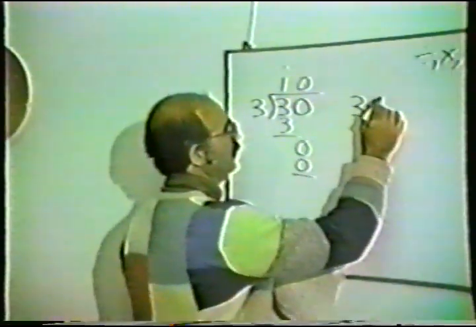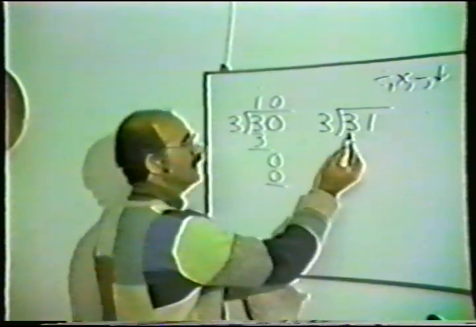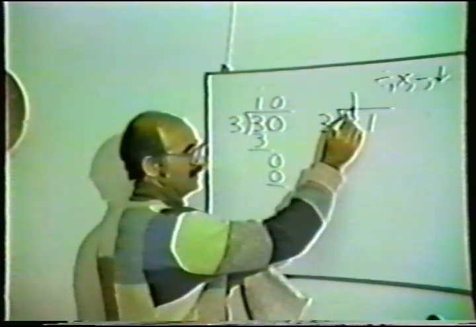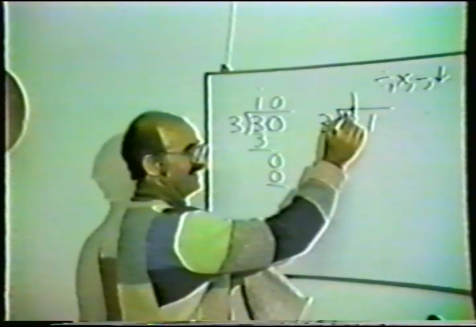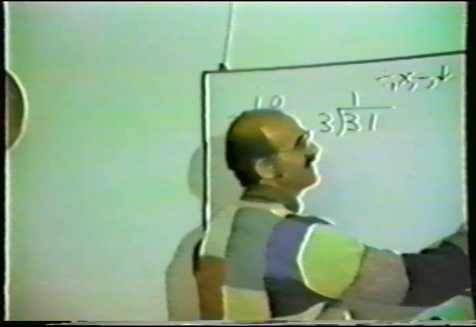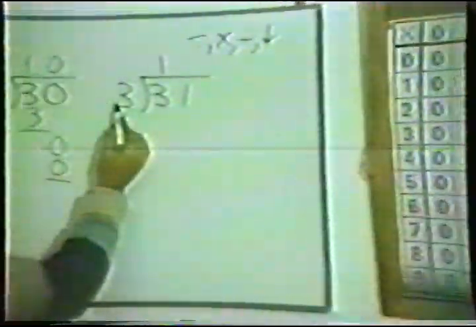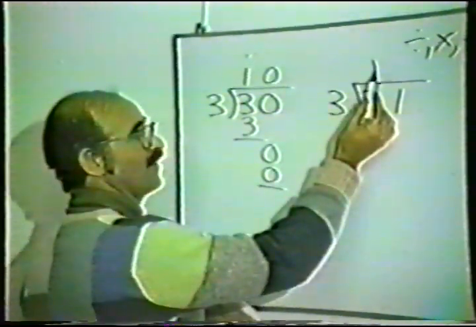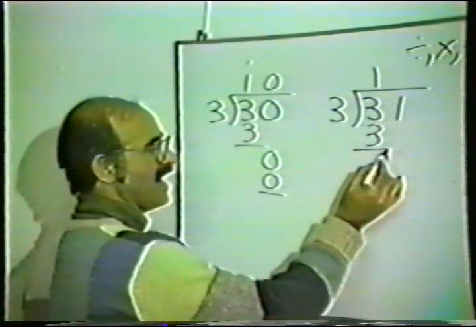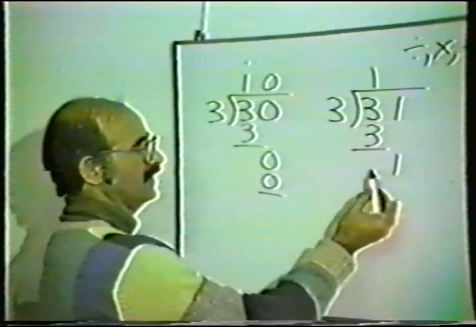Now, 3 into 31. 3 into 3 goes once. Not ready to go that quick yet, huh? Gotta slow it down for you guys, all right? 3 into 3 goes once. 1 times 3 is 3. Subtract, get 0. Bring down the 1.